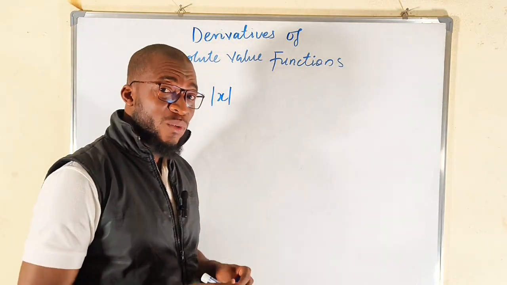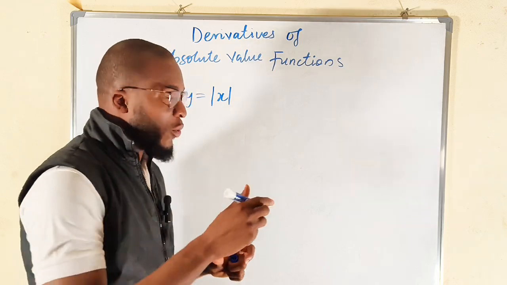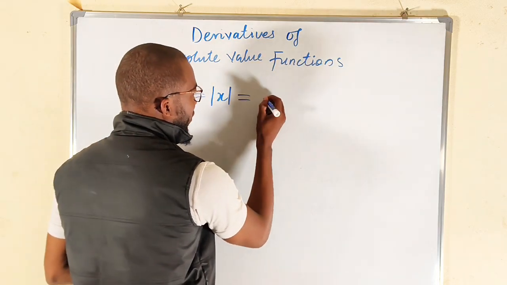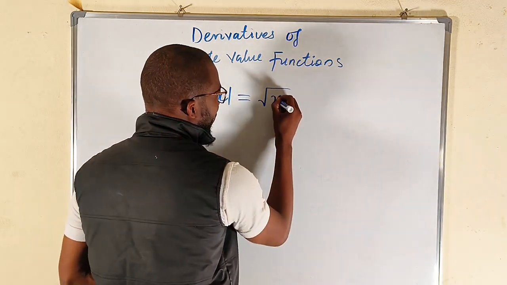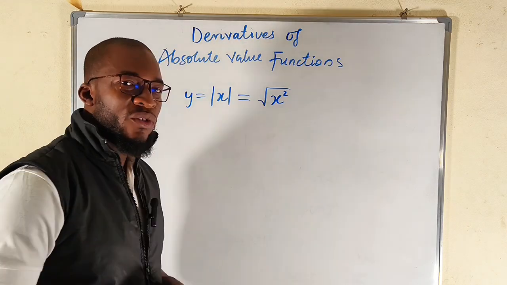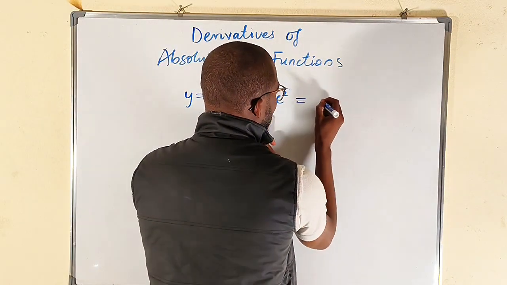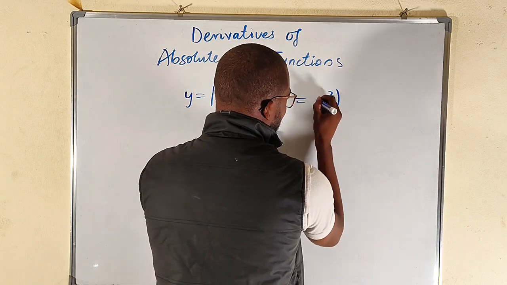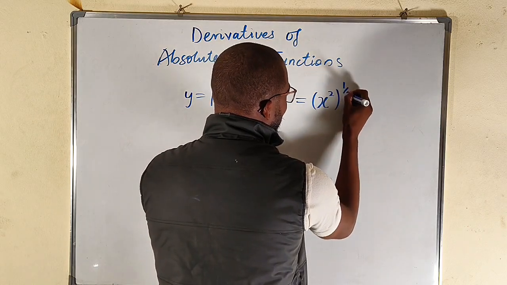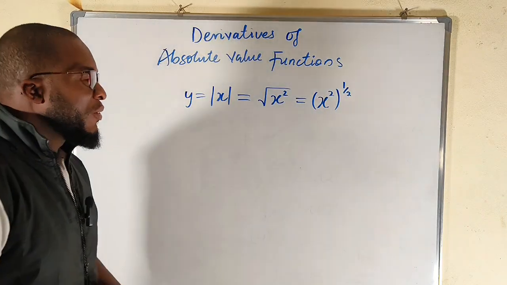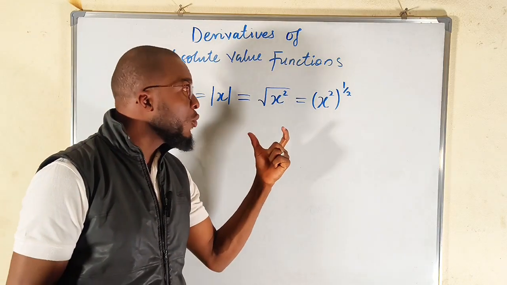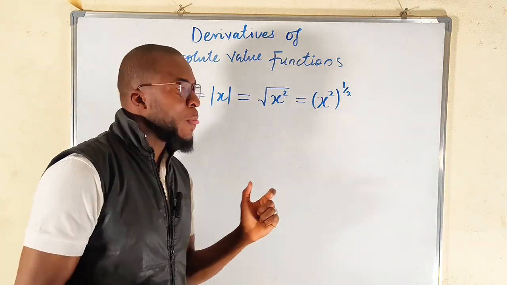also be expressed as what? The square root of x squared. Something like this. The square root of what? X squared. But according to one of the laws of indices, we can write this as x squared raised to the power of what? 1 divided by 2. So now we are free to apply the chain rule to differentiate this function.